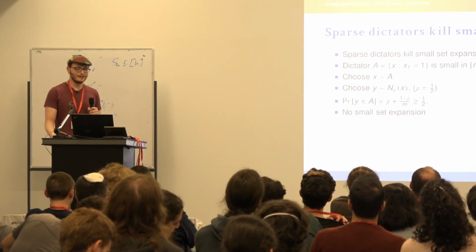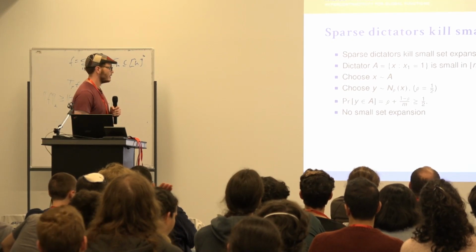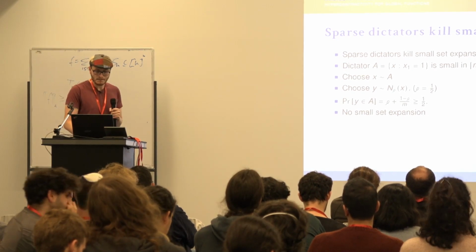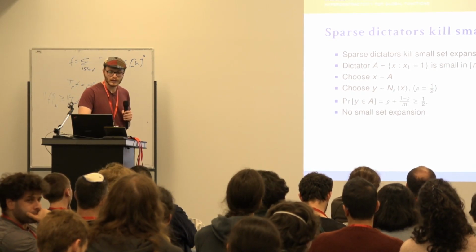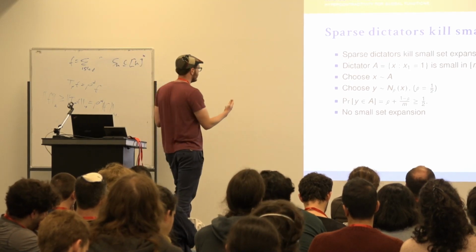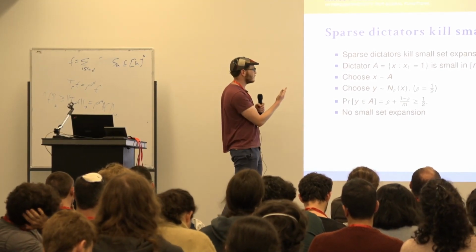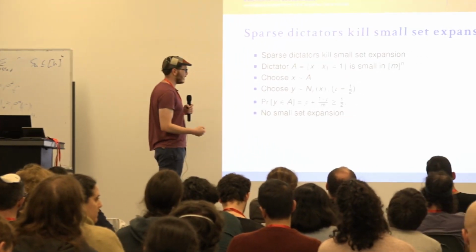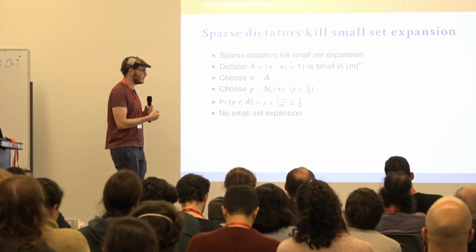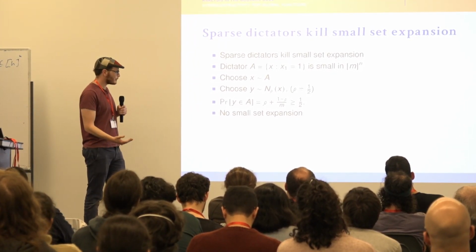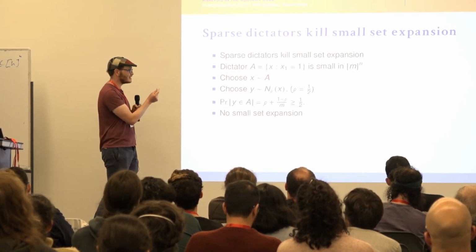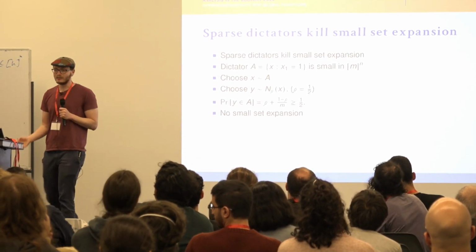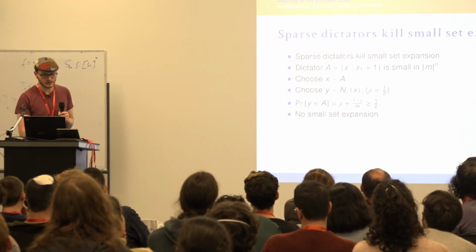Okay, and it turns out that sparse dictators don't only ruin the smoothness of low degree functions, they also kill small set expansion. If you take the dictator here and you take one step of the random walk, there is a probability rho that the first coordinate is still 1. So even though A is a very small set, it has density 1 over m. When you take one step of the random walk, you stay in the set with constant probability. So that's a counterexample to small set expansion.